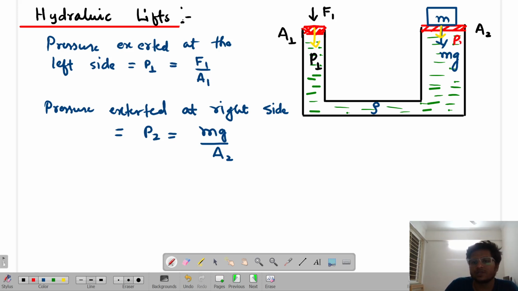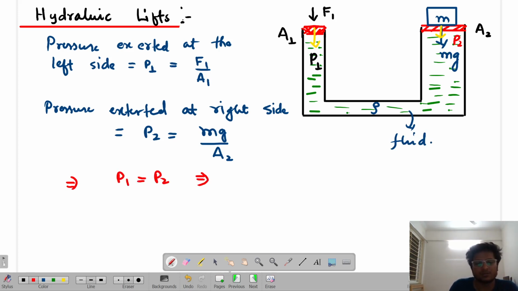Now the point is simple. If I want to balance, you know that the pressure transfer should be same if the fluid is static. Fluid कैसा है बेटा? Static है कि नहीं? The pressure at both the levels will be same. That means P1 is equal to how much? P2.